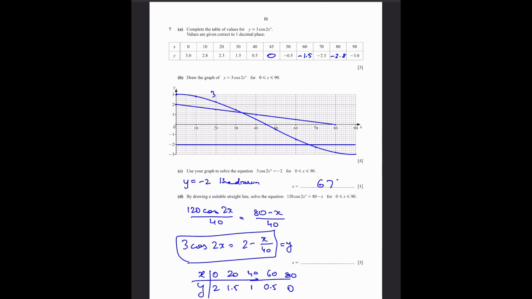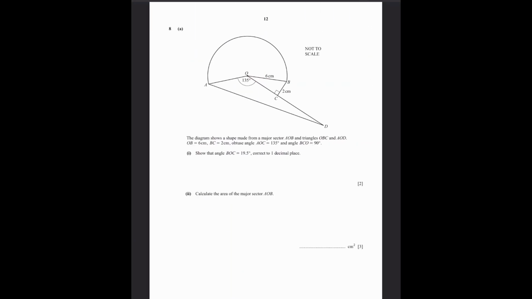Now we need to know the intersection between this graph and this graph. So this graph is y equals 3 cosine 2x. This graph is y equals 2 minus x by 40. And this graph is y equals negative 2. So the intersection is at x is approximately equal to 33. We only know the approximate value since we cannot see exactly what the value is. In reality, the value could be somewhere around 33 but not exactly 33. That'll be our answer.